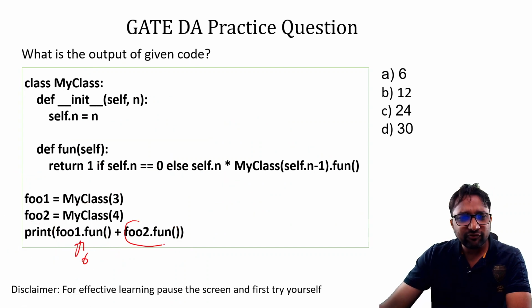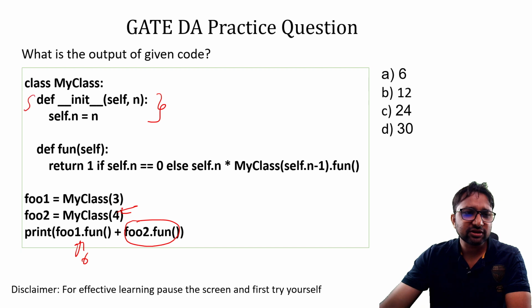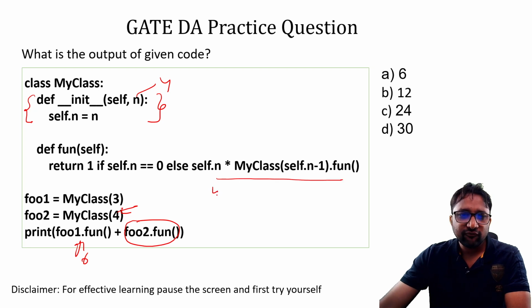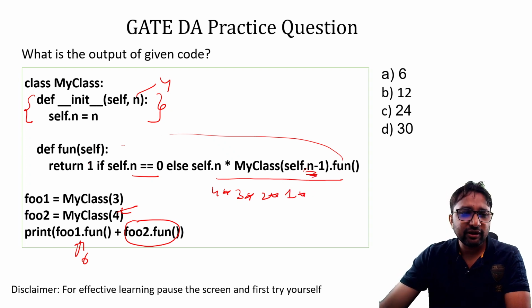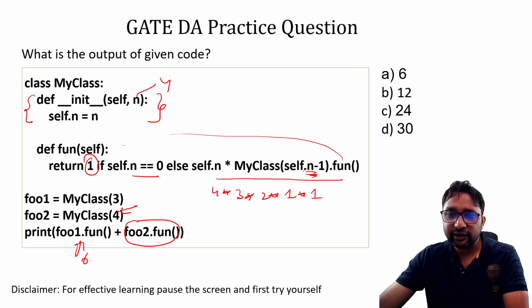Now we will call the fun function for foo2. Here the n value is 4, which we initialized by the constructor function. Here we are again finding the factorial: 4 into 4 minus 1, 3. Again we call this function, and keep calling until n reaches 0. So 2, 1, and when the n value is 0, that will return 1. Last also we get 1.